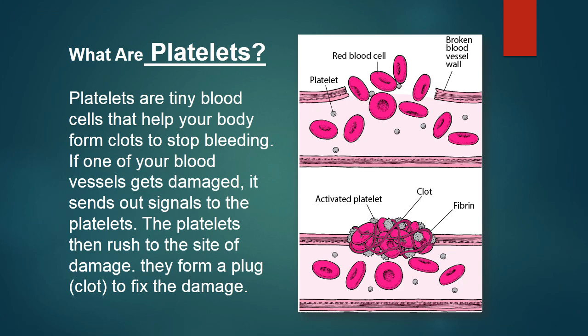So in order to avoid this, platelets come into action. अब ये platelets क्या होता है? I already told you when I spoke about types of blood cells. Platelets are tiny blood cells that help your body form clots to stop bleeding. If one of your blood vessels gets damaged, it sends out signals to the platelets. So the platelets rush to the site of damage. They form a plug, that is a clot, to fix the damage.